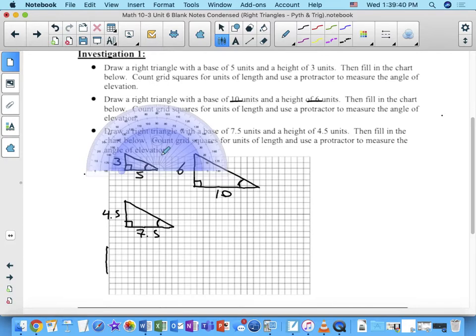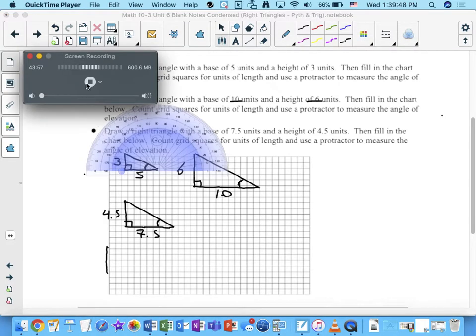Okay, I'm going to pause the recording for a sec, because I want to come around and check your diagrams. Okay, so I told you guys to count, remember? Really important. So now that we've taken a closer look at this, what are we getting for these angles roughly?